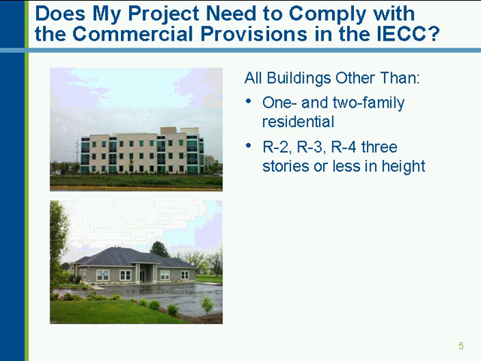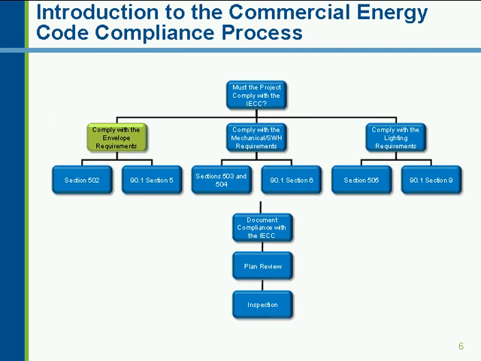So that includes 1- and 2-family residential, multifamily 3-story or less, townhomes. Those things are all considered residential. So it's a clear distinction between commercial and residential. We're going to be focused today on the envelope requirements, and that's essentially Section 502 of the 2009 IECC. As an option, you can use 90.1-2007 Section 5, but we won't be talking about that in today's webcast.